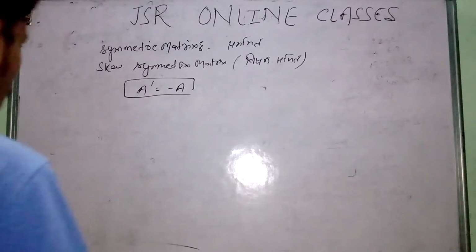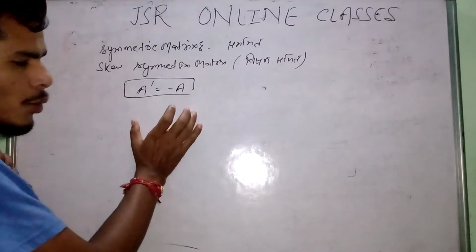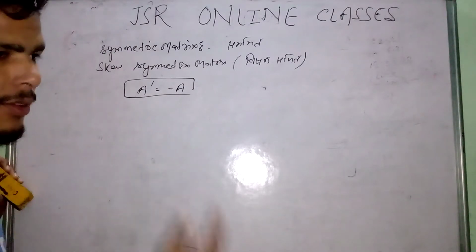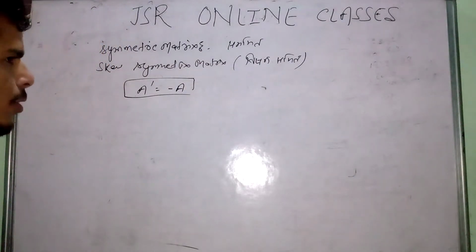The other thing is, suppose we have to express a matrix as the addition of a symmetric matrix and a skew symmetric matrix. Then how would we do it?